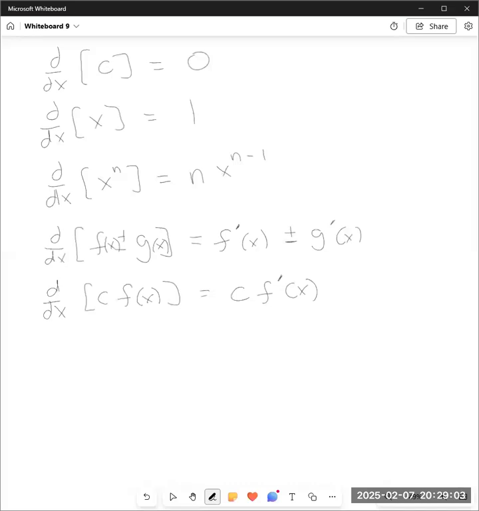We just learned about the product rule, and the quotient rule. We're going to be able to use those as well in these problems.